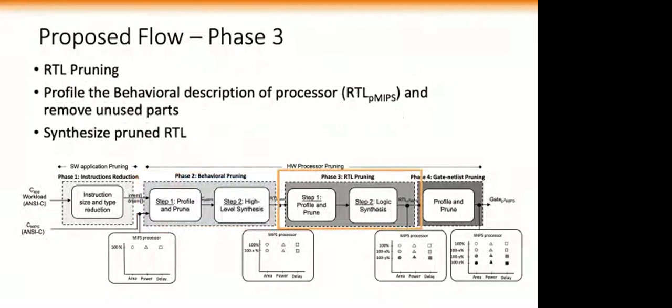Phase 3 does the exact same thing at the RT level. After high-level synthesis, many more operations are made visible. Think about a for loop that has been unrolled, right? So now these operations within those for loops can be pruned. So we do the same thing: profile, simulate, prune. And after this, we generate new RTL that is then synthesized to obtain a gate net list.